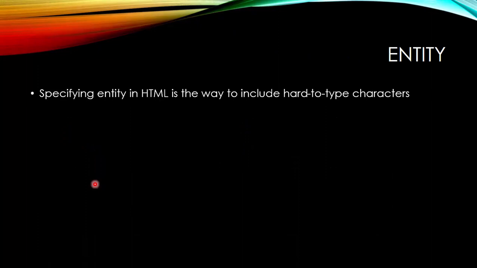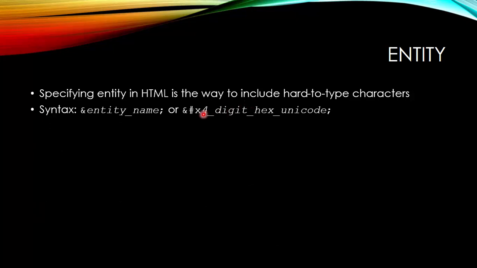Because HTML itself is a programming language, it has its own interpretation of certain symbols. So what if we want to use that symbol as itself? This kind of symbol is what we call hard to type characters. In other programming languages like C, C++, we call this an escape sequence. In HTML, we call it an entity. The syntax for an entity is starting with an ampersand, then the entity name, and then ending with a semicolon. Or if we want to use the 4-digit hexadecimal Unicode for the symbol, we can use that. And the syntax is ampersand, hash, x, and the 4-digit hex code, ending with a semicolon.